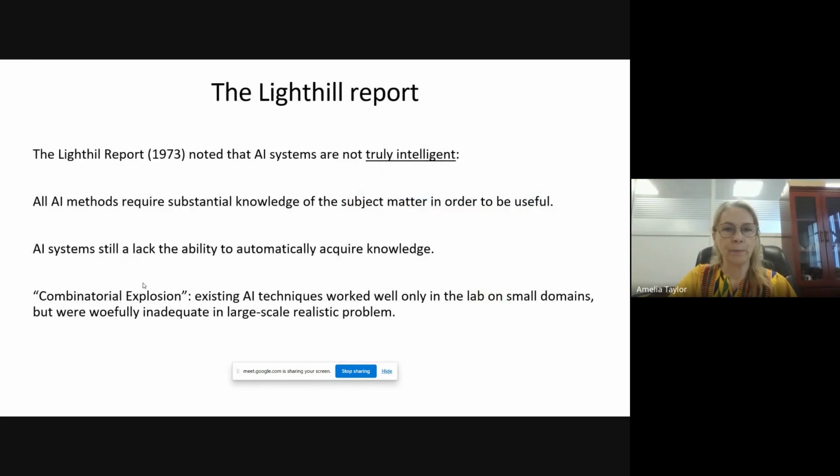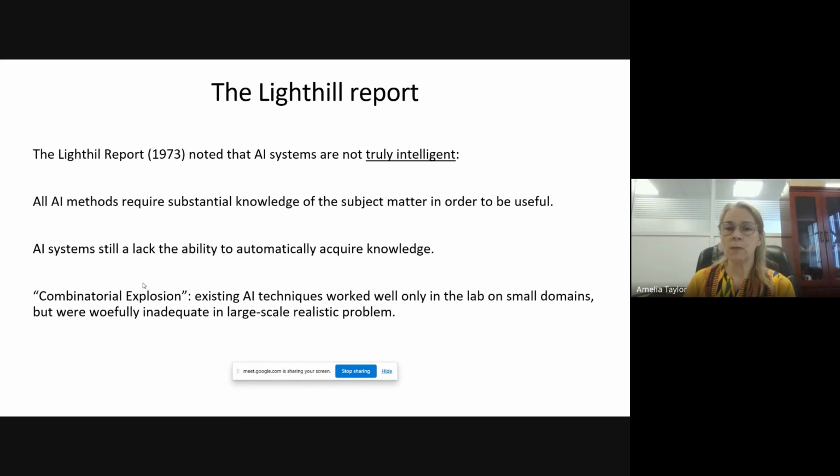just like the example I gave. So in 1973, there was a report in the UK, called the Lighthill report. Lighthill is the name of the person who did this report. Now, he was not a computer scientist. He was an engineer by profession. But what he did was to look and do an analysis of the type of AI systems that were present at that time. And what he noted in that report is that the AI systems were not truly intelligent.